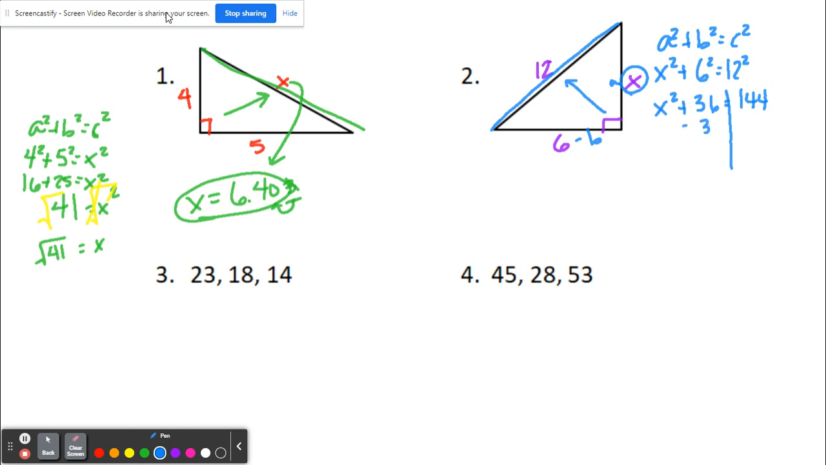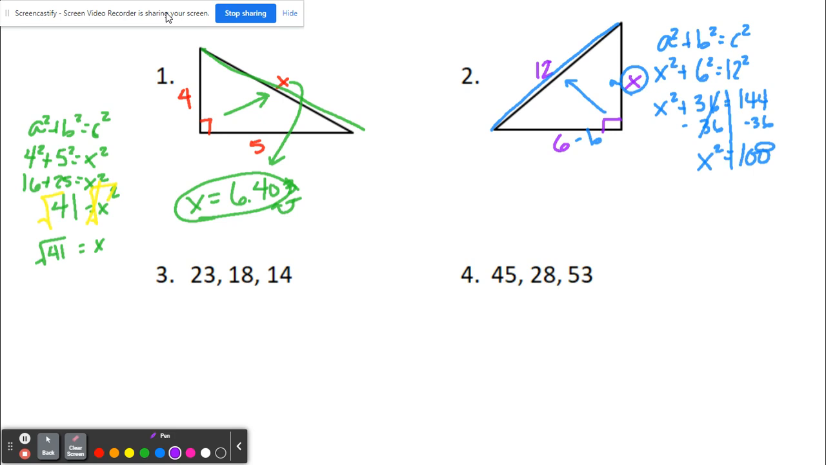I would need to get rid of 36 on both sides. So x squared is equal to 144 minus 36, which is 100. Oops. And then to find out what this is, remember I have to do the inverse of squared. I'm sorry, it's 108. I thought that sounded off, I was like, that's not a triple.